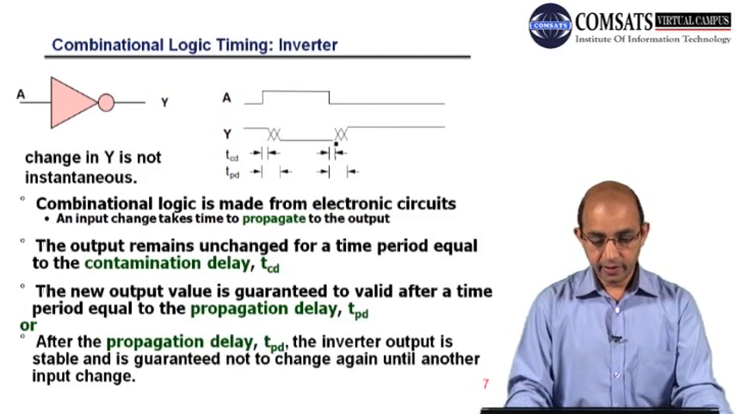So here you can see that it has to be valid after a time period TPD, right? So you can see a change in input, and we are expecting the new output. But it has to be valid, or you can say it will attain the previous state, for a time period of TPD.